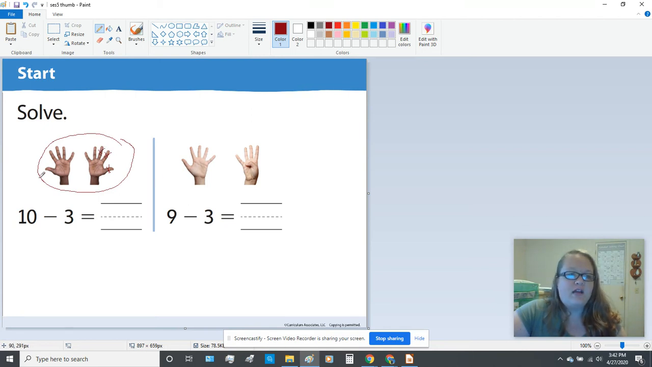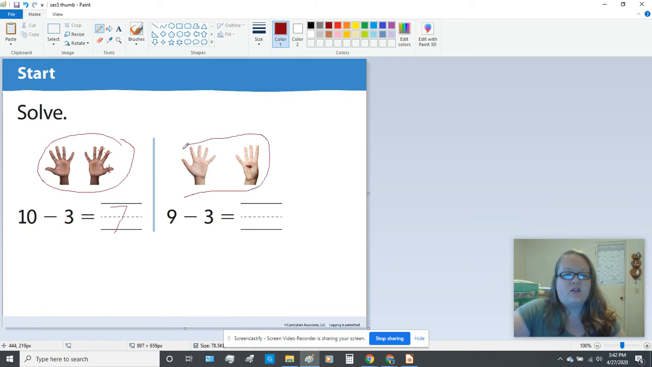Now, I know that one hand has 5 fingers. So I'm going to go ahead and start with 5 and keep counting. So I have 5, 6, 7. 10 minus 3 equals 7. Very good. Now let's look at this picture here.